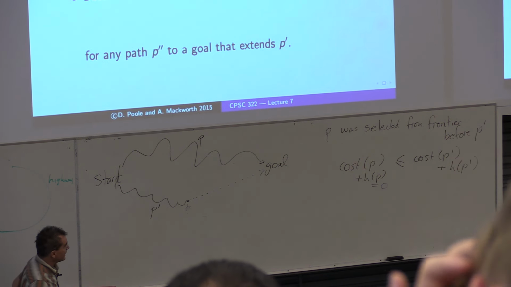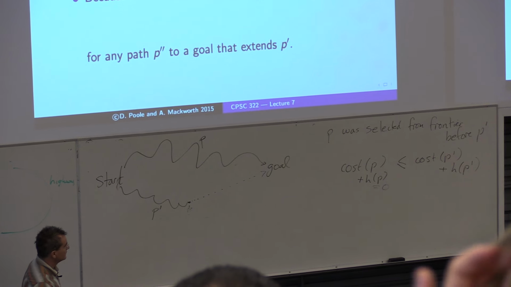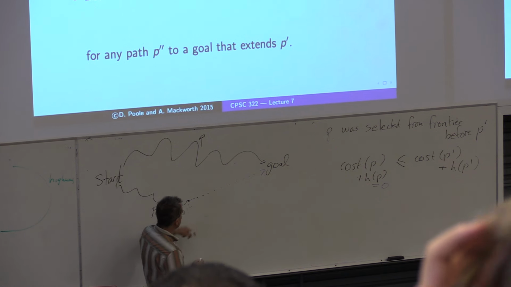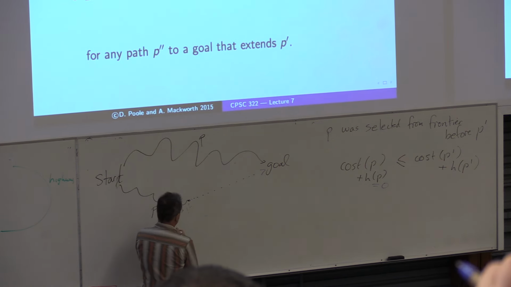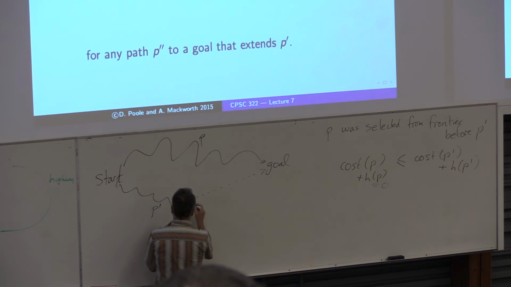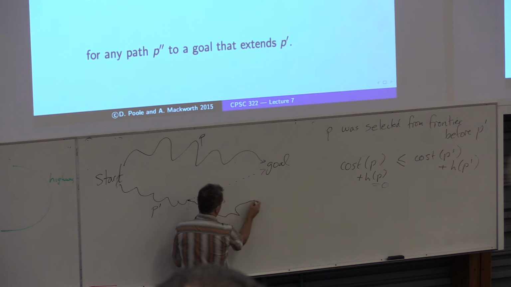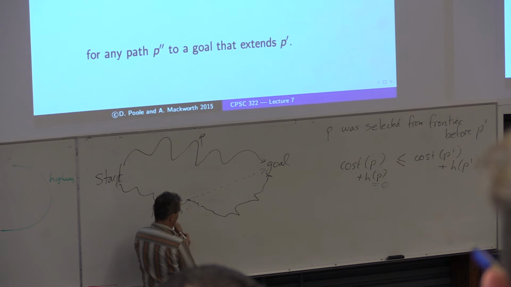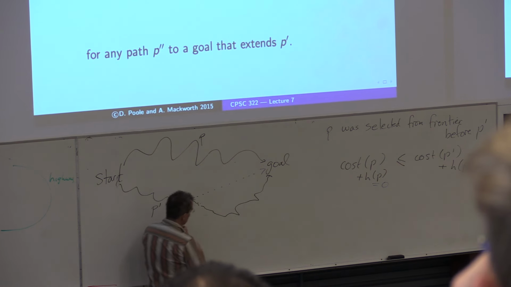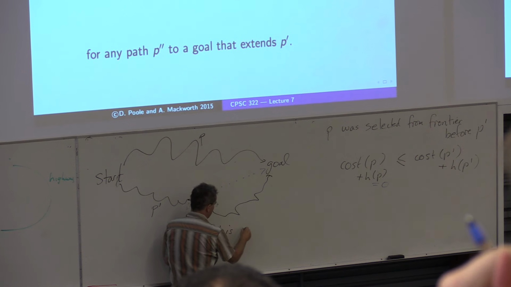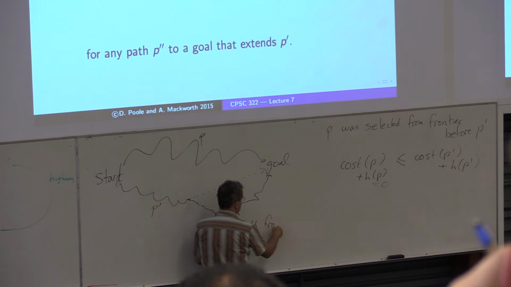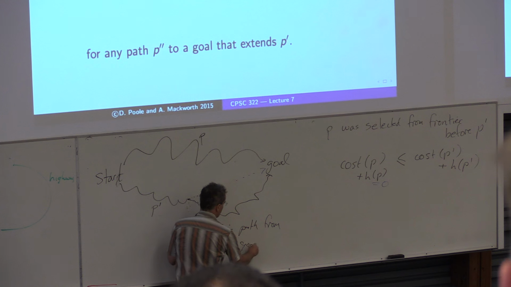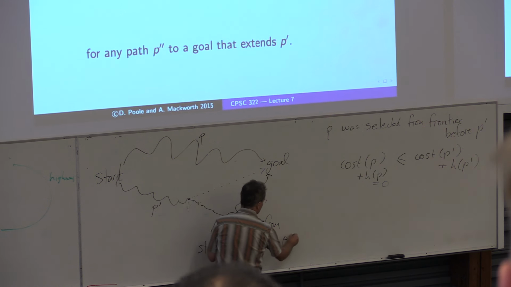Now, h is an underestimate. So what does that mean? So the fact that h is an underestimate, what does that tell me about any path, say any path p prime? So p is going to go from here, and then it's going to continue along there, and it's going to go to the goal. So this is all p prime. So this, I should use a different color. So p double prime is the path from the start to the goal via p prime.